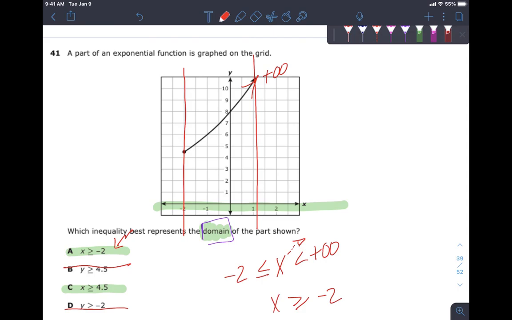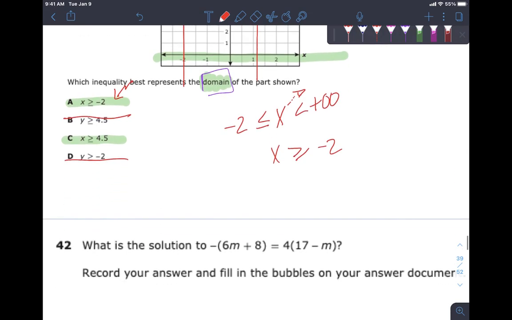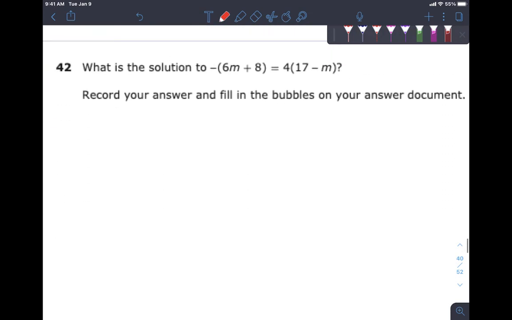So remember, domain and range, it doesn't matter what those graphs look like, as long as you remember domain is X's, range is Y's. That's all you have to know about it. All right, let's look at the next one. What is the solution to this?